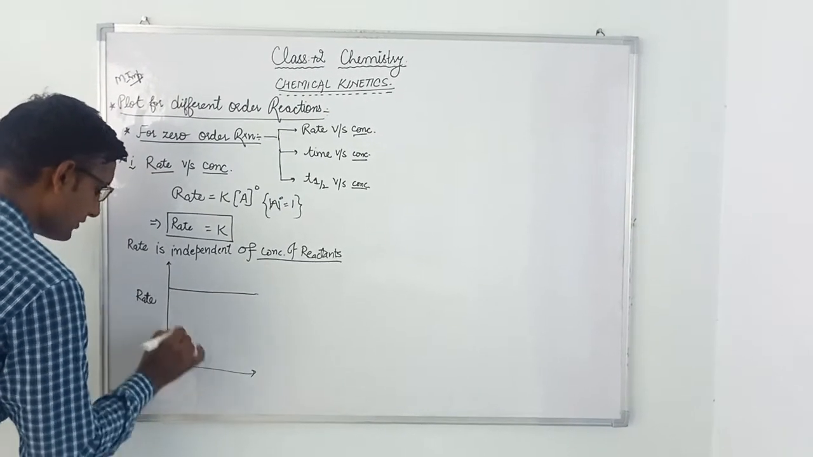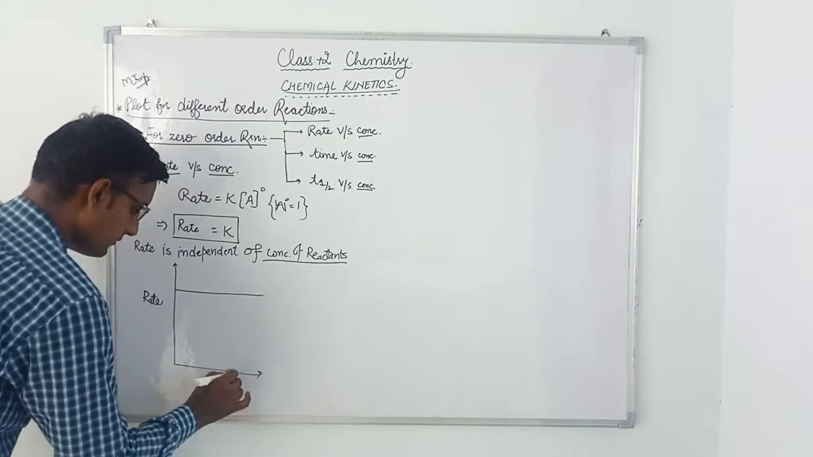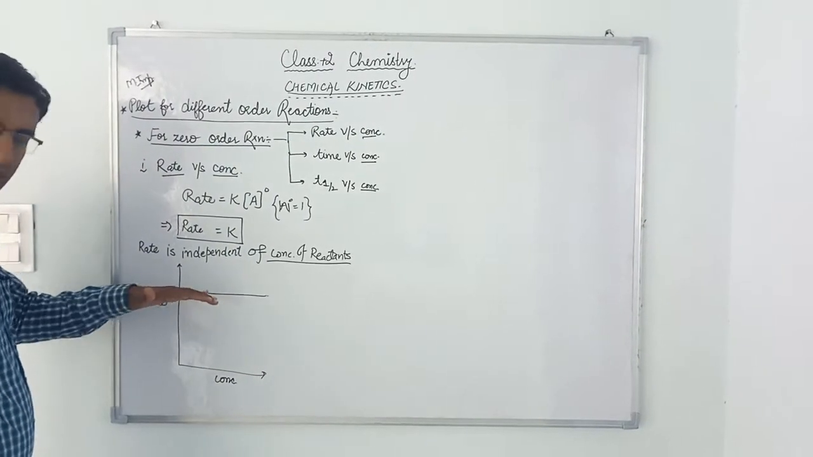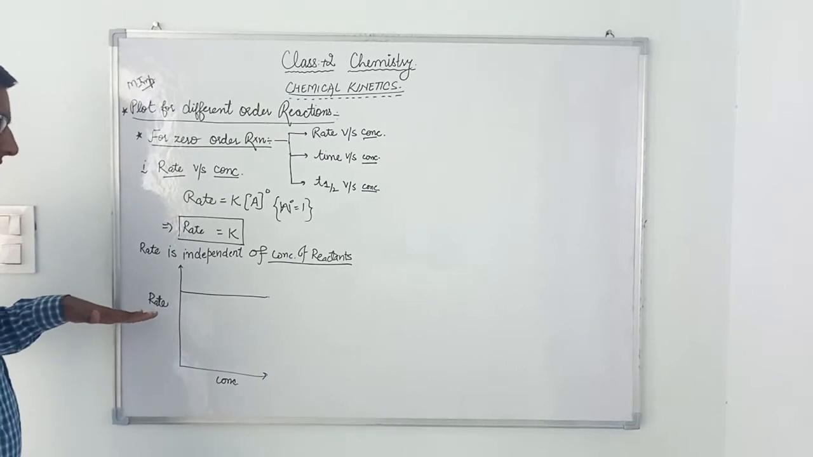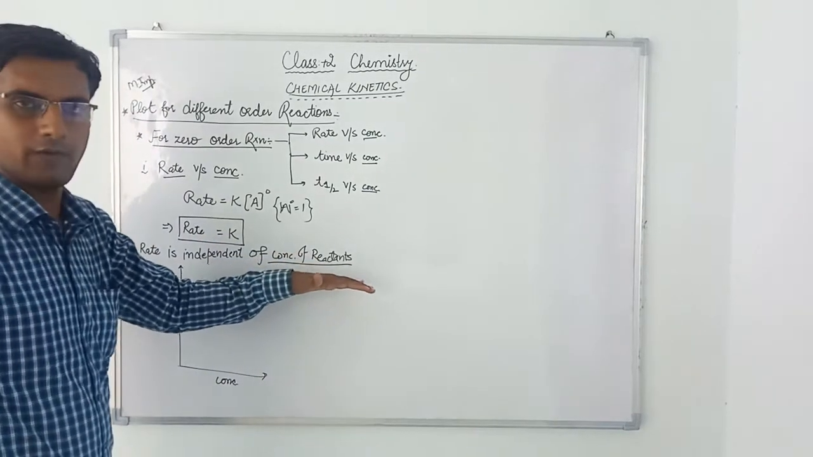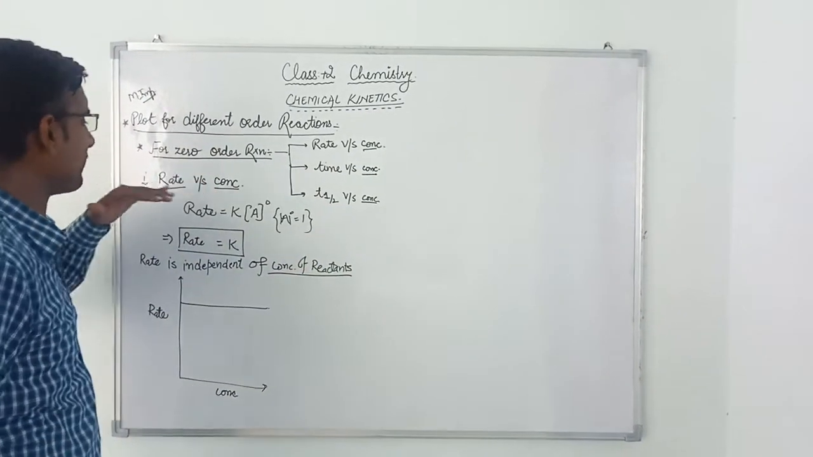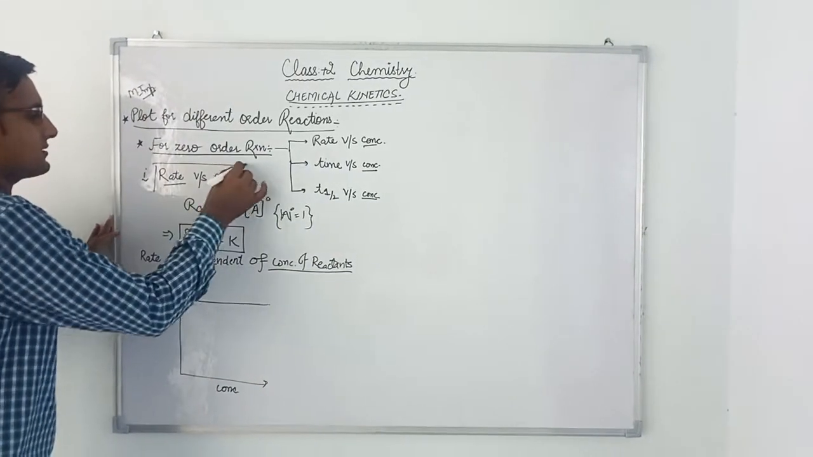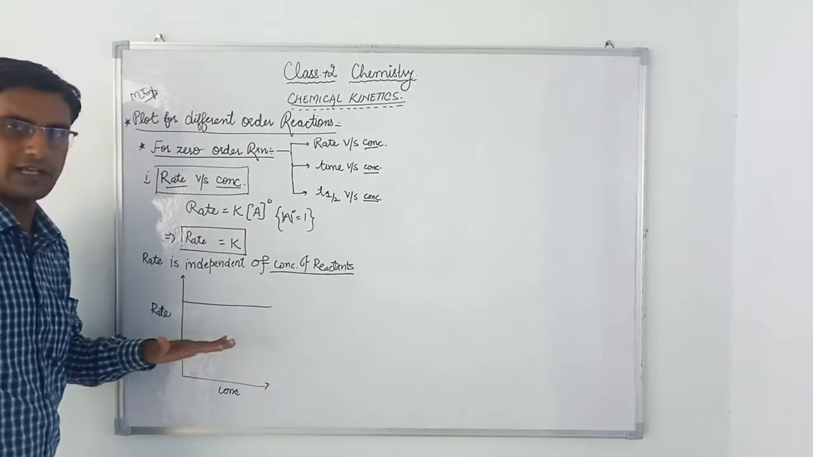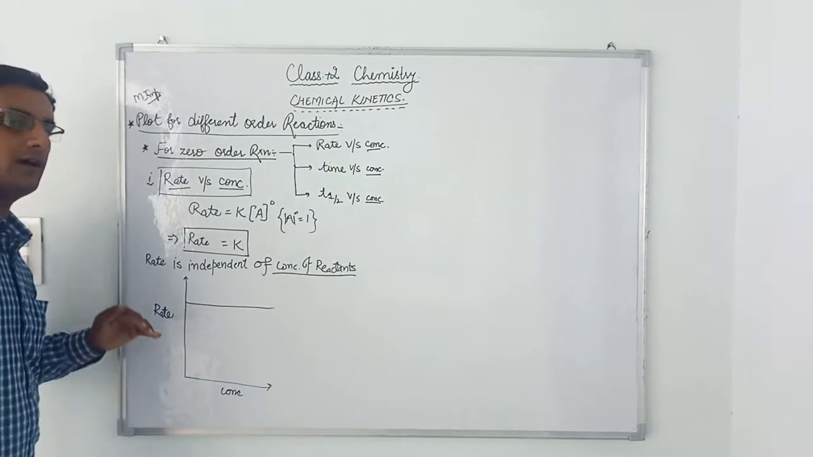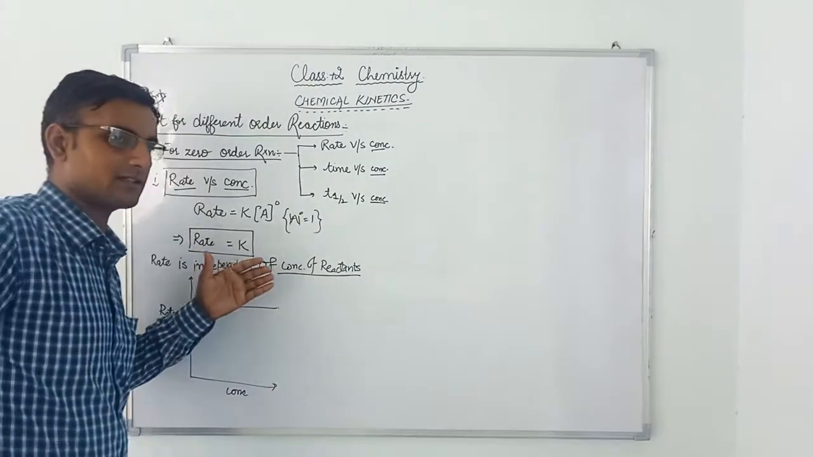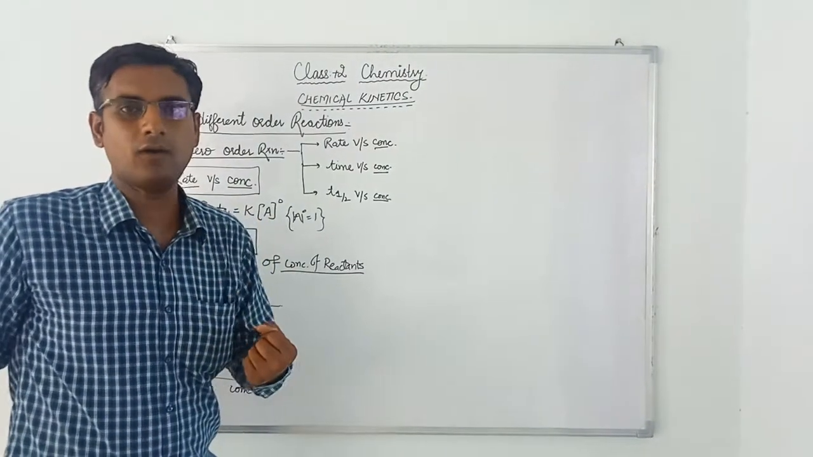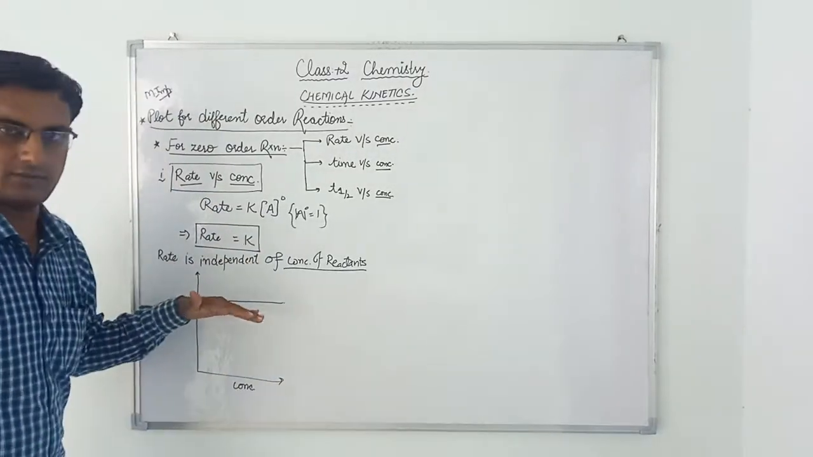Okay, now if it is independent and we plot, then in this plot we get a line which is parallel to the x-axis, which represents that rate is independent of the concentration of reactants. So this is the first plot, that is rate versus concentration for zero order reactions. You do not have to ratify all the things. You have to just remember all the things by these relations.